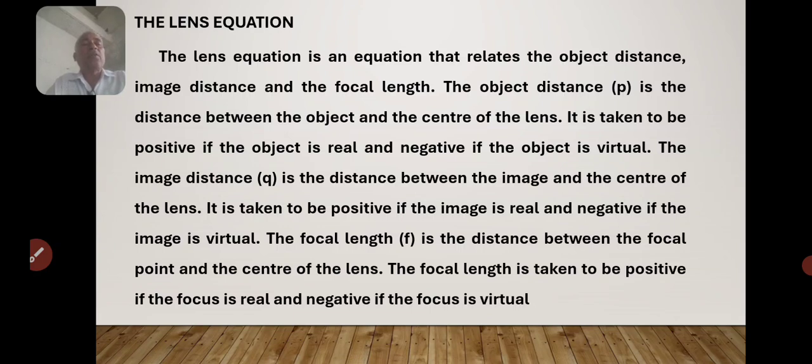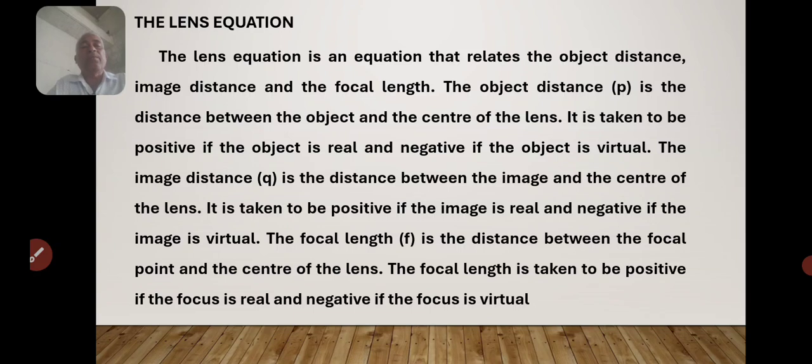The object distance P is the distance between the object and the center of the lens. It is taken to be positive if the object is real, and negative if the object is virtual. The image distance Q is the distance between the image and the center of the lens. It is taken to be positive if the image is real, and negative if the image is virtual.